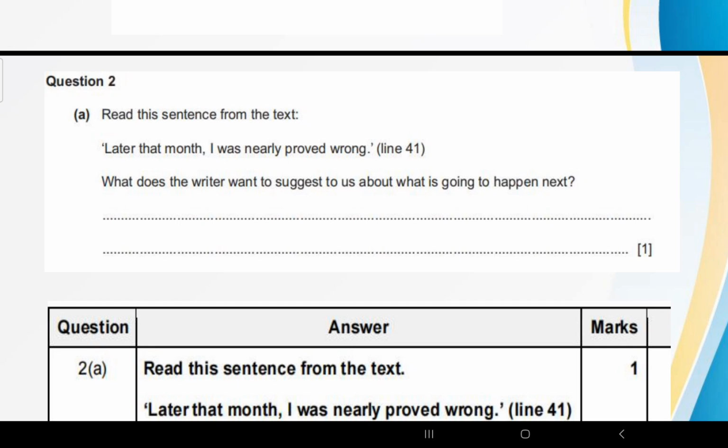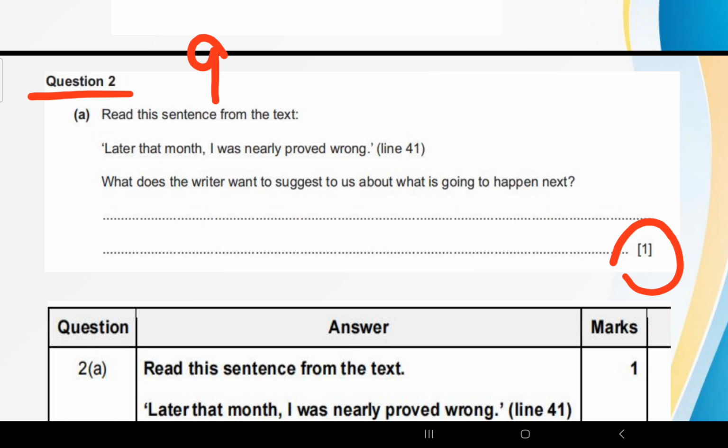Then question number 2, we are starting it here now. Question number 2 has 9 marks. We have this first one: read this sentence from the text. Usually in these 5 questions, one question is 'read this sentence', and sometimes one question is 'read this extract', but it can be 'read this sentence' also. Here it is 'read this sentence'. When you are reading this, you need to check the marks also. This has 1 mark.